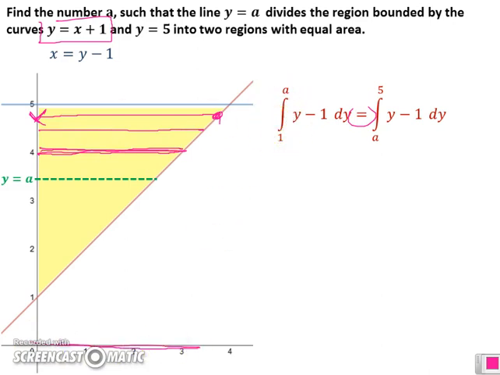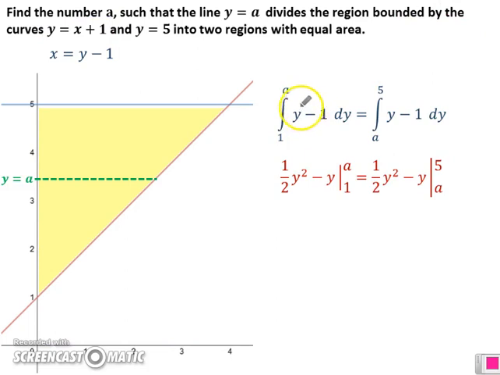Okay, so we have two integrals. One of them represents from 1 to a. That represents this piece. And it's just the integral of y minus 1, x equals y minus 1. And then from a to 5, the integral of y minus 1 again. It's the same line. So for this one, you actually have to integrate it. We're going to need to solve for a, so we have to use the fundamental theorem. So let's integrate. This will be y squared over 2, and then 1y from 1 to a. And again, the same thing, y squared over 2, and 1y from a to 5.